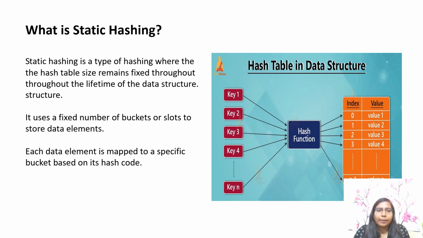What is static hashing? Static hashing is a type of hashing where the hash table remains fixed throughout the lifetime of the data structure. It uses a fixed number of buckets or slots to store data elements. Each data element is mapped to a specific bucket based on its hash code.